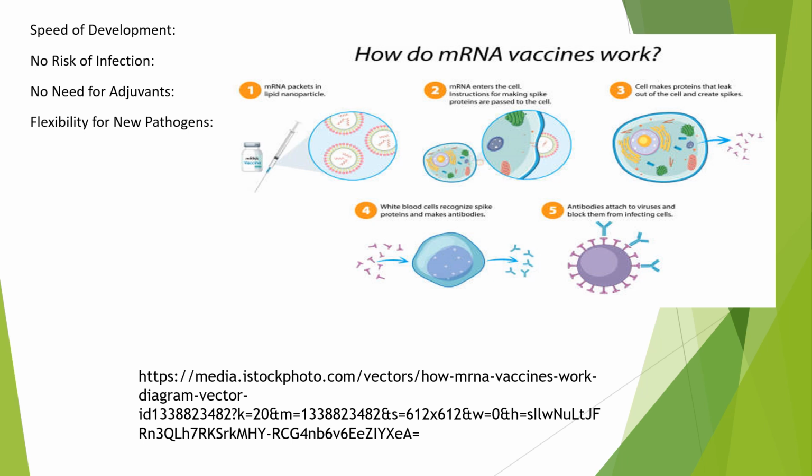So this is a highlight structure of how messenger RNA vaccines work. First, the mRNA is packaged into the lipid nanoparticle. Second, the mRNA enters the cell. Instructions for making spike proteins are passed to the cells. 3, the cell makes protein that leaks out of the cell and creates spikes. 4, white blood cells recognize spike proteins and make antibodies. 5, antibodies attach to the virus and block them from affecting the cell. It cannot infect the cells. This is how messenger RNA vaccines work.